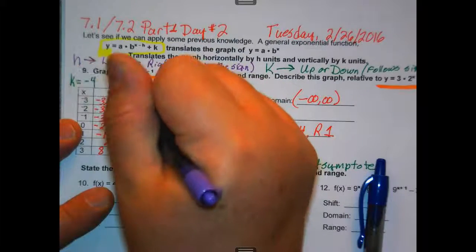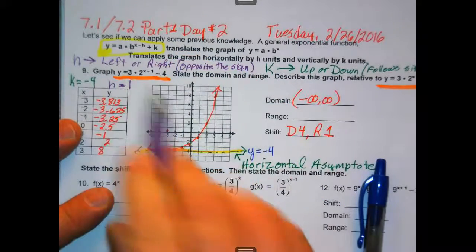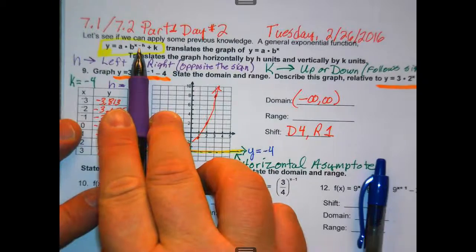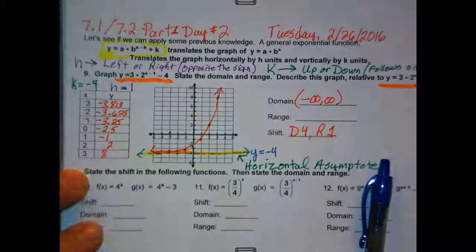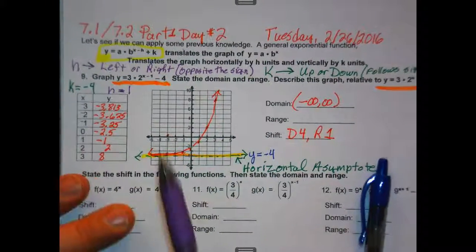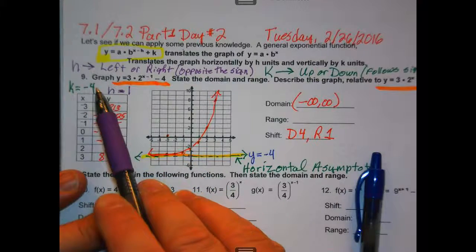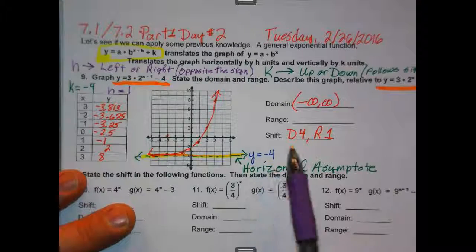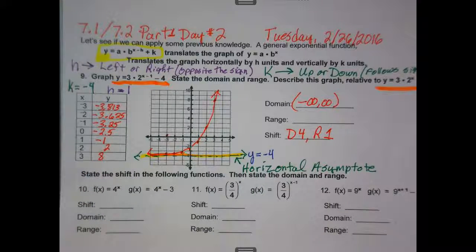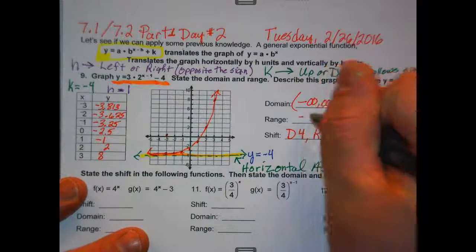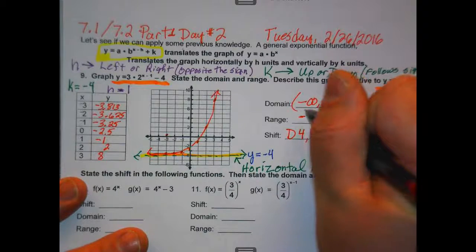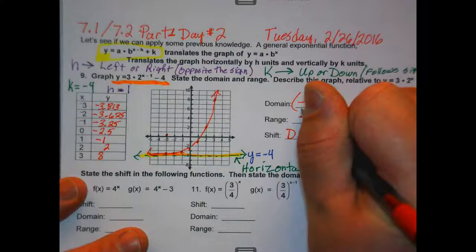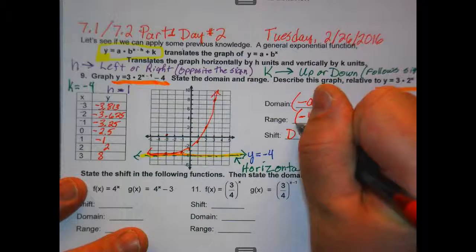H is positive 1, because my H in the equation is negative already. Okay, so I see that my K is -4 here. I see that my horizontal asymptote is -4. What do you think the range is going to be, my least value? -4. Wow, you guys are super smart. But it never touches or crosses it, so it's a parenthesis.